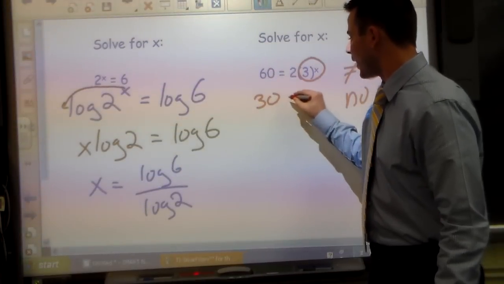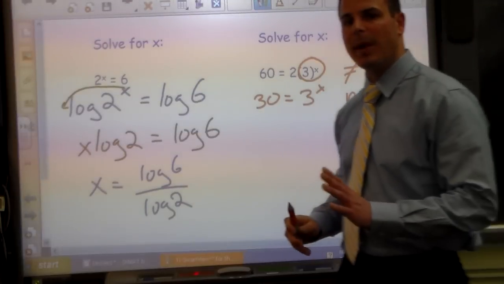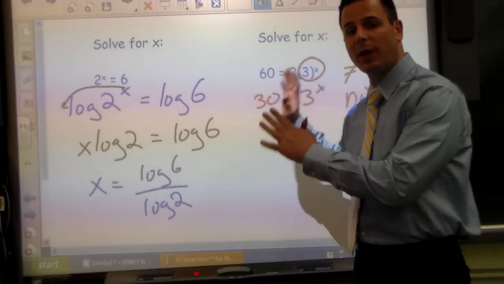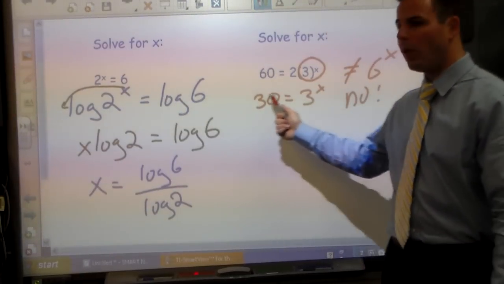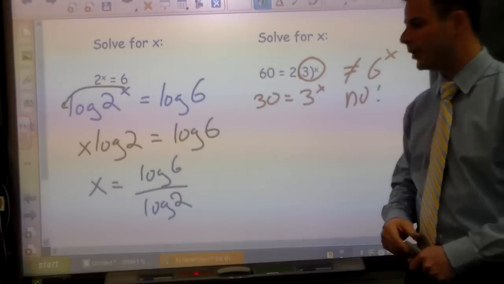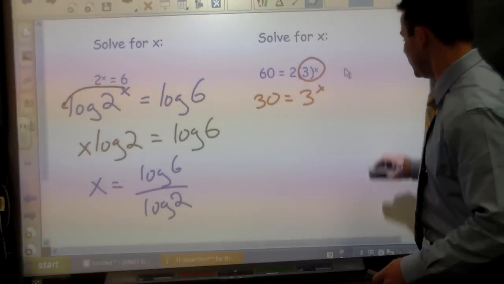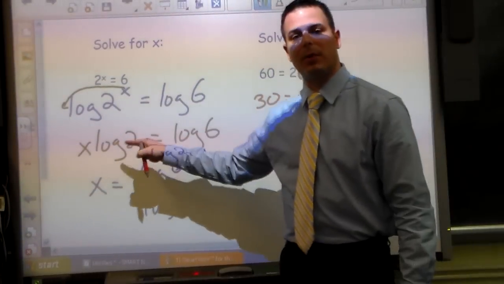So if I divide by 2, I get 30 equals 3 to the x power. Just remember, when we were solving exponential equations, we weren't dividing the bases. We were substituting for the bases. So now we would be able to say, 3 to what power is 30? There is no base of 3 that we could express as 30, which means we'll have to take the log of both sides.